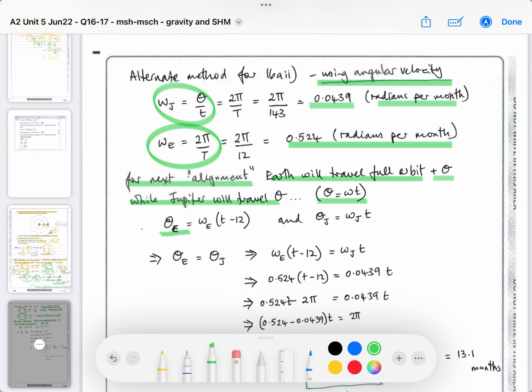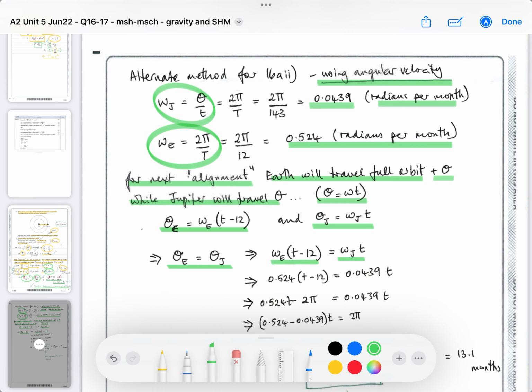So theta for the Earth will be equal to the angular velocity times t, and we can take away 12 months' worth of the Earth's angular velocity because it comes back to the starting point, and displacement means the net movement from your starting point, okay? It's kind of the vector quantity of distance for circular motion. And here you've got the same equation for Jupiter, so they've got to be equal, as we said before. So ωE times (t − 12) must be equal to ωJ times t, okay?